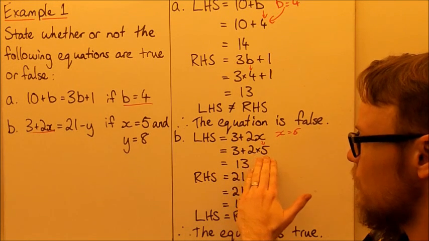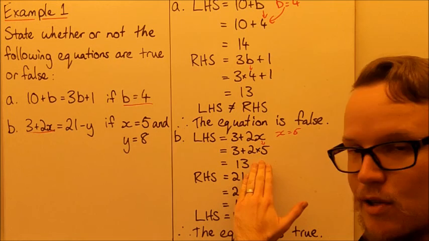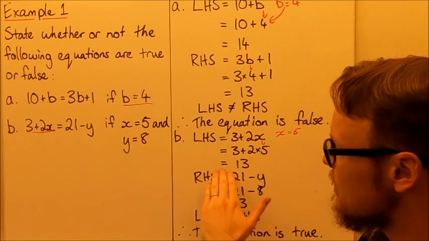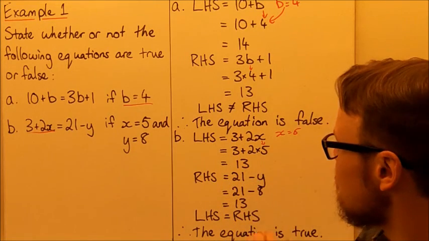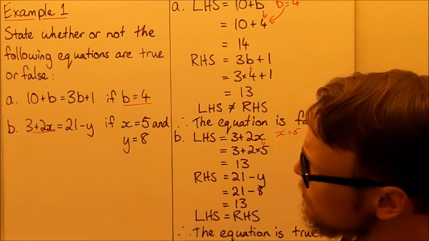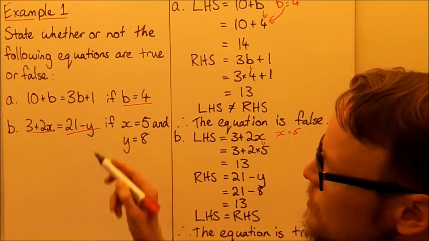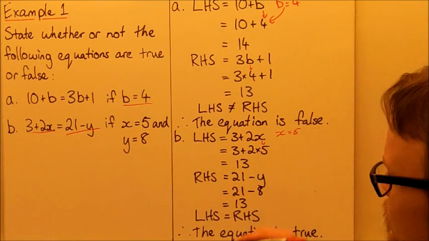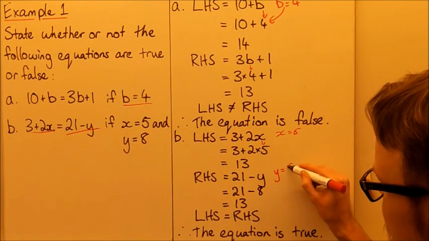So if we do the 2 times 5 first, that's 10, following the order of operations. 10 plus 3 is 13. So our left-hand side is equal to 13 when we substitute in x equals 5. The right-hand side of our equation is 21 minus y. We know y is equal to 8.